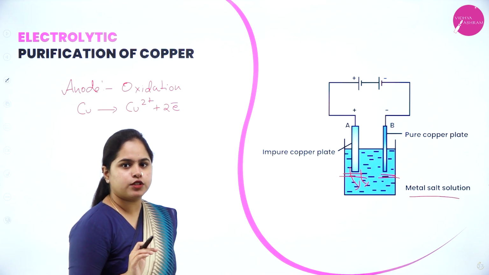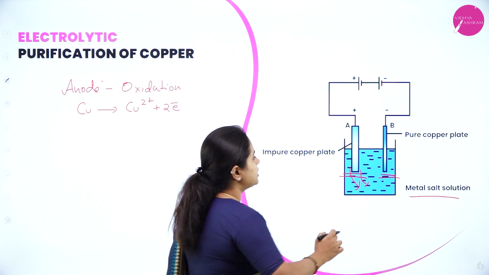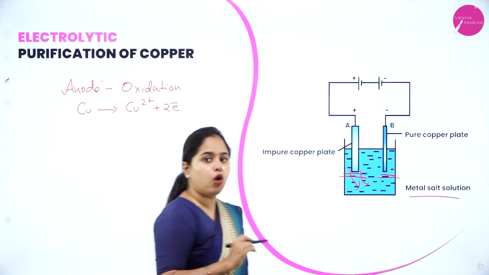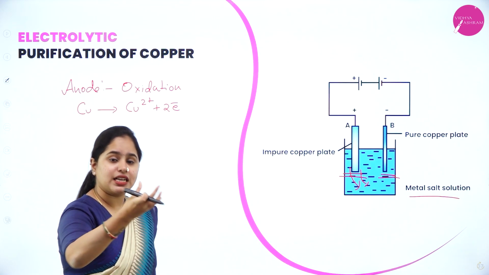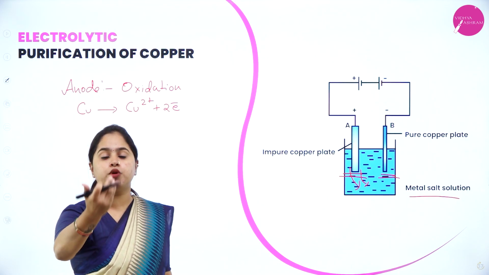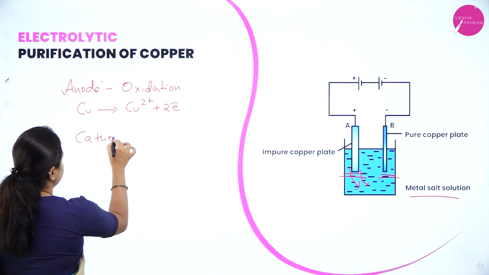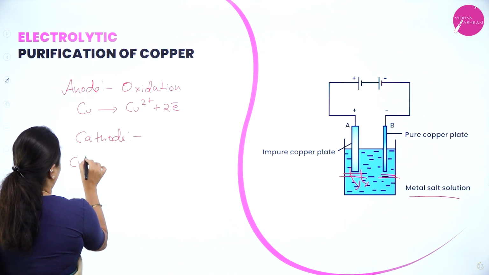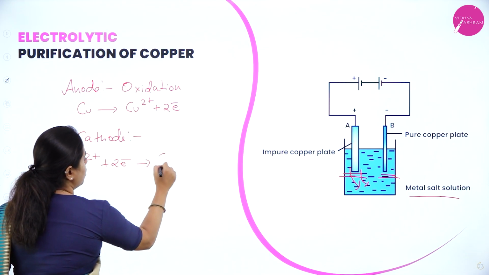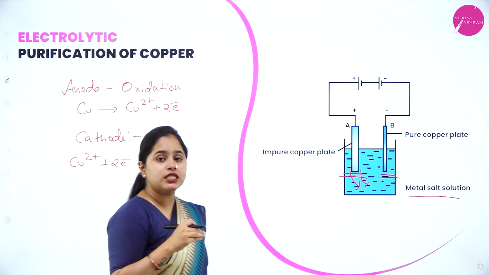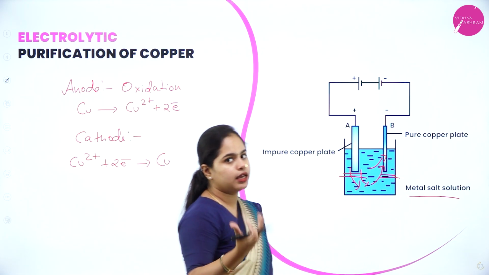So now what is left behind? The electrons are present in the electrode, right? And now coming on to my cathode, what will be happening? Now the Cu2+ ions will accept the electrons and form pure Cu. Okay. So in the cathode, what reaction takes place? The copper 2+ ions will accept the electrons and form pure copper. And where will this be deposited? The pure copper will be deposited on the cathode.